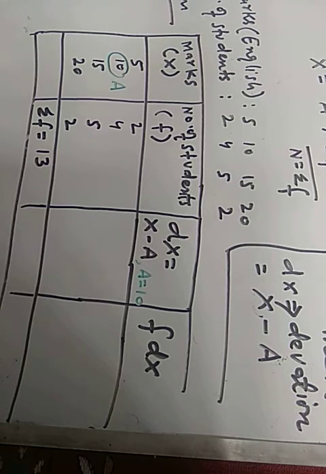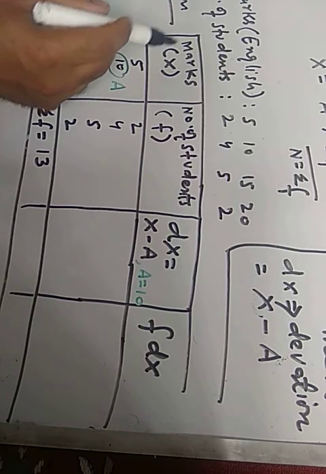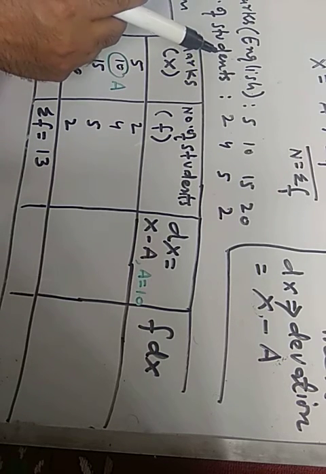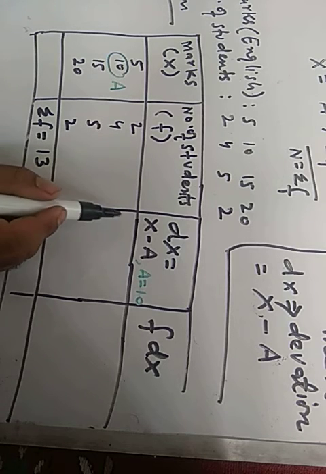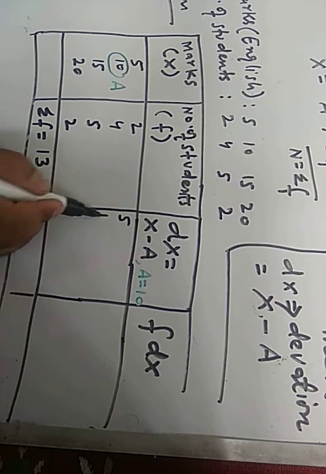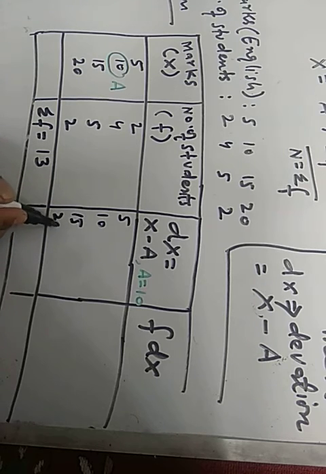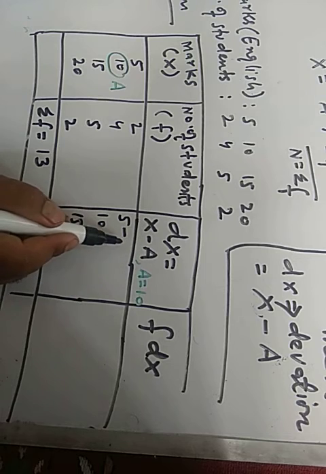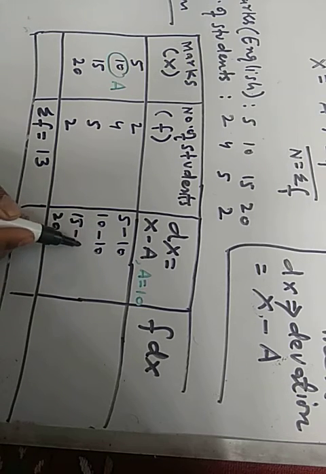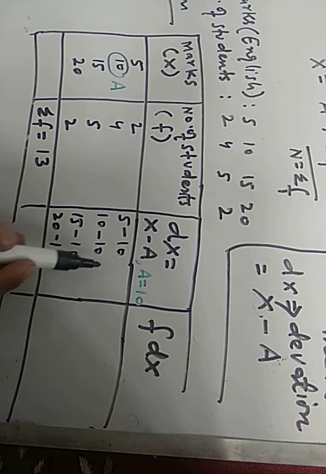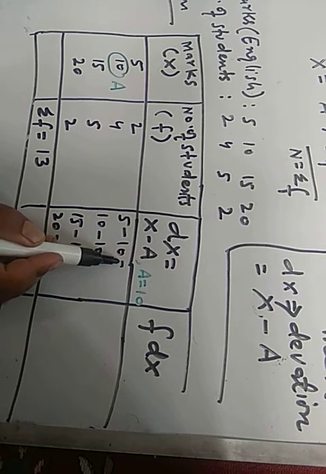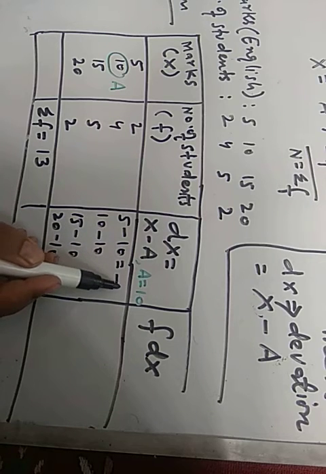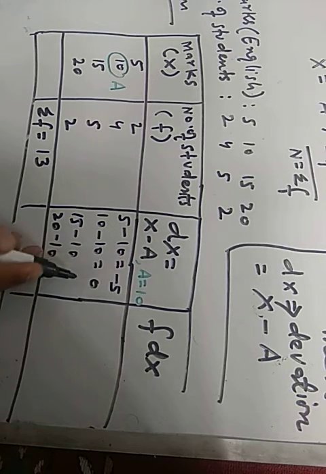And the values of variable x, which is marks in English in our example, इसके जो वैल्यूज हैं वो हैं 5, 10, 15, 20, और जो हमने असम्ड मीन लिया है उसका जो वैल्यू है वो है 10. So x minus the value of assumed mean: 5-10, 10-10, 15-10, and 20-10, और इसका जो रिजल्ट है it will be equal to -5, 0, 5, 10.